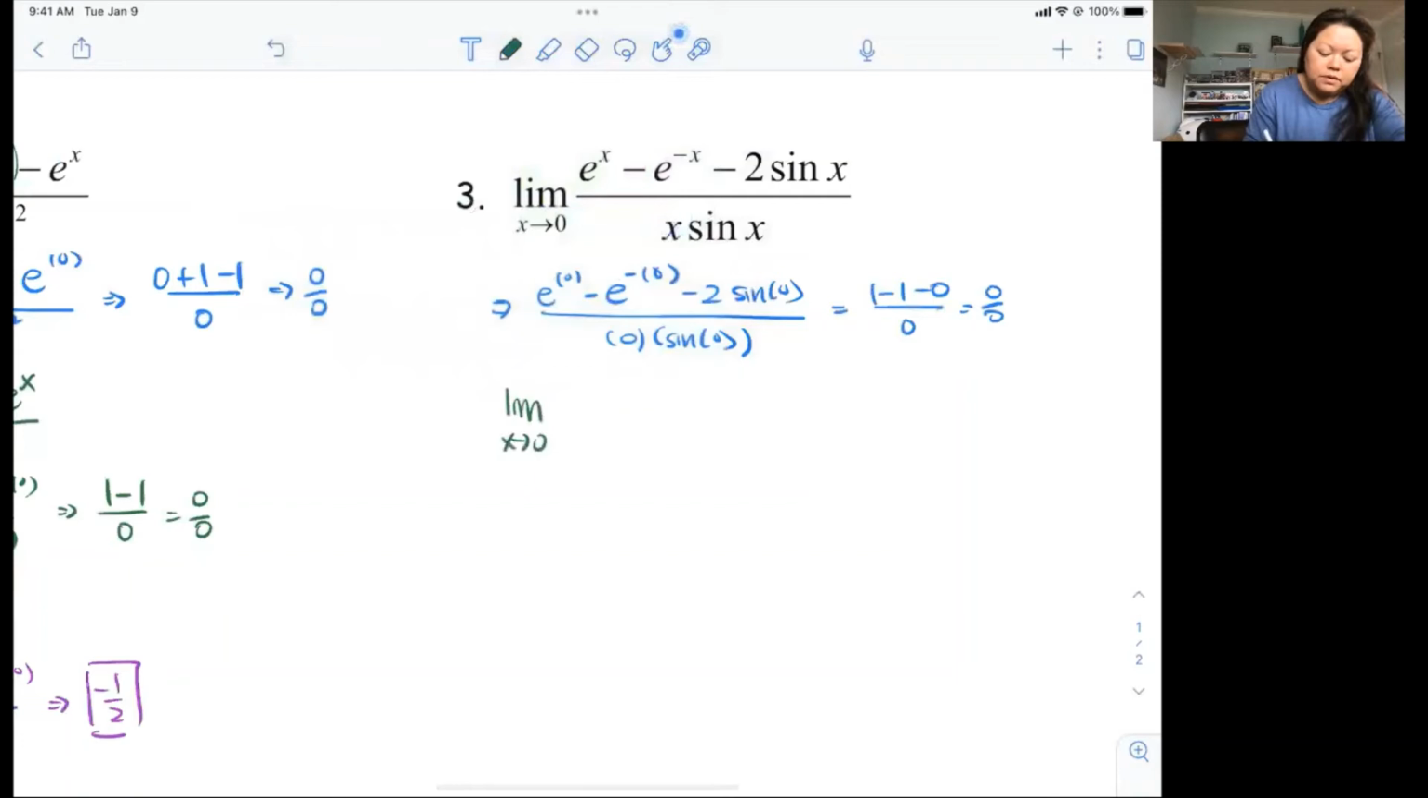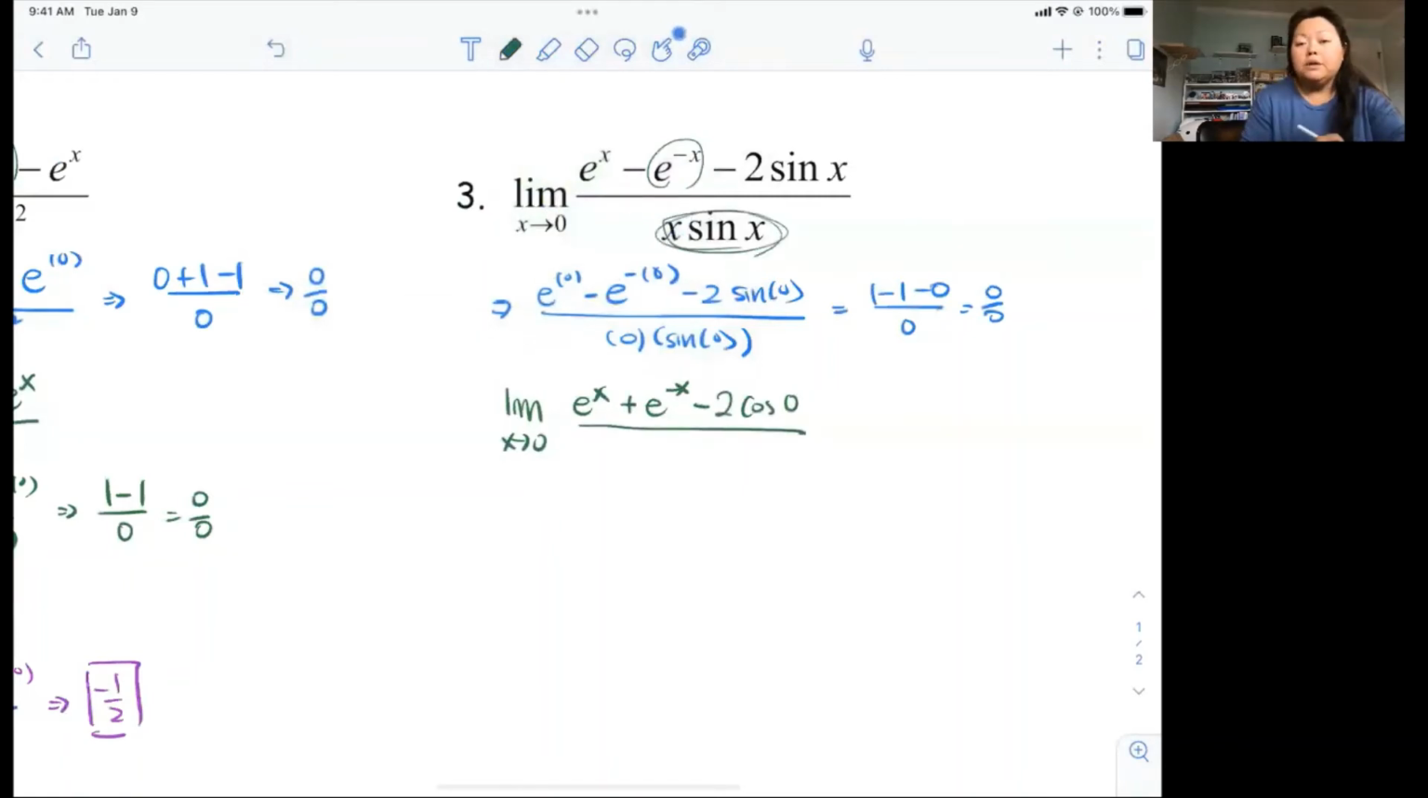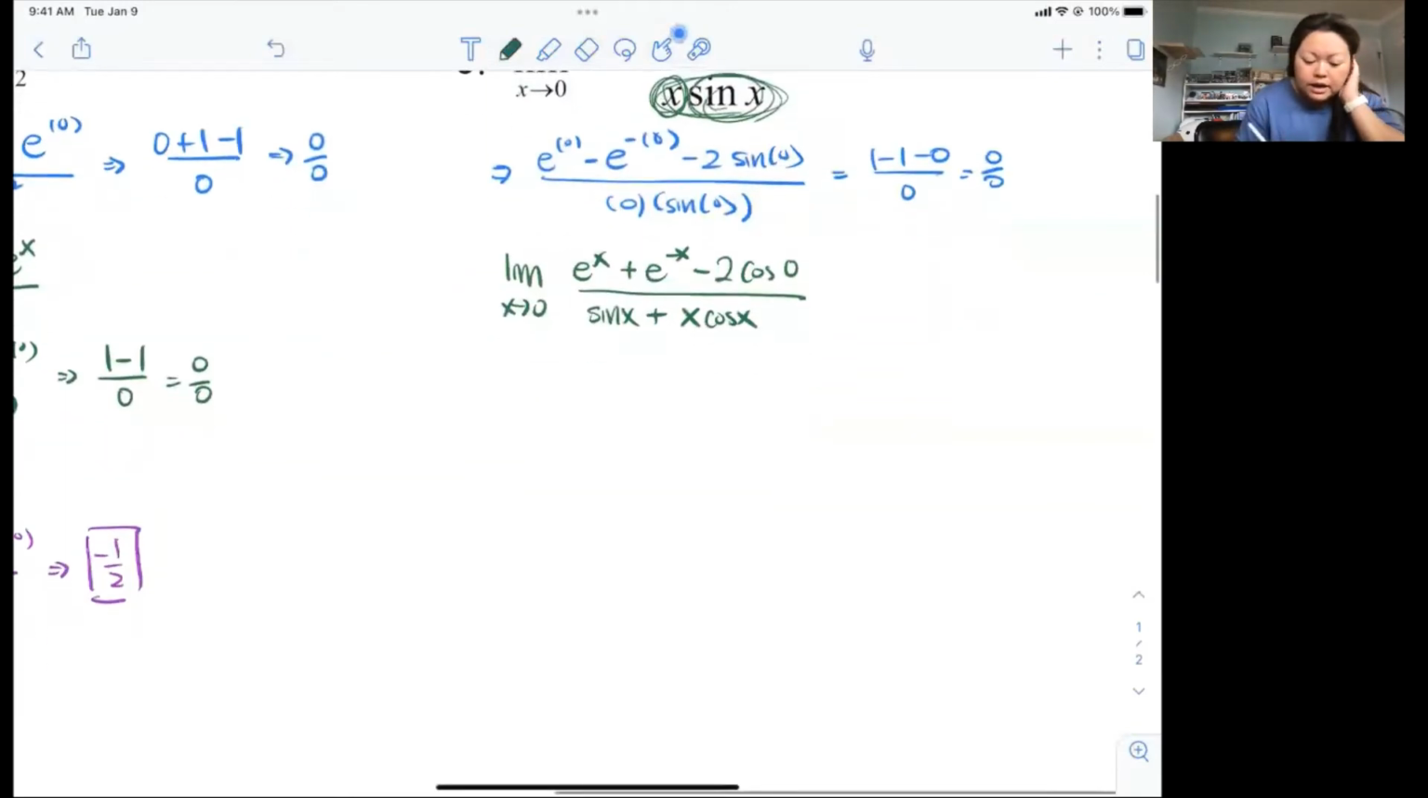Limit as x approaches 0, e to the x minus e to negative x, bring down the negative from the negative x, e to negative x. Don't forget chain rule, right? Minus 2 cosine of 0 over, okay, be careful. The bottom here is product rule because you have x times sine x. You got to take care of product rule there. So the derivative of x is 1, so 1 times sine x plus x, keeping that original function, and then times the derivative of sine x, that's cosine x. Okay, so yes, if the functions themselves on the top or bottom are products, you still need to apply your product rules. Okay, now go ahead and plug in your 0.